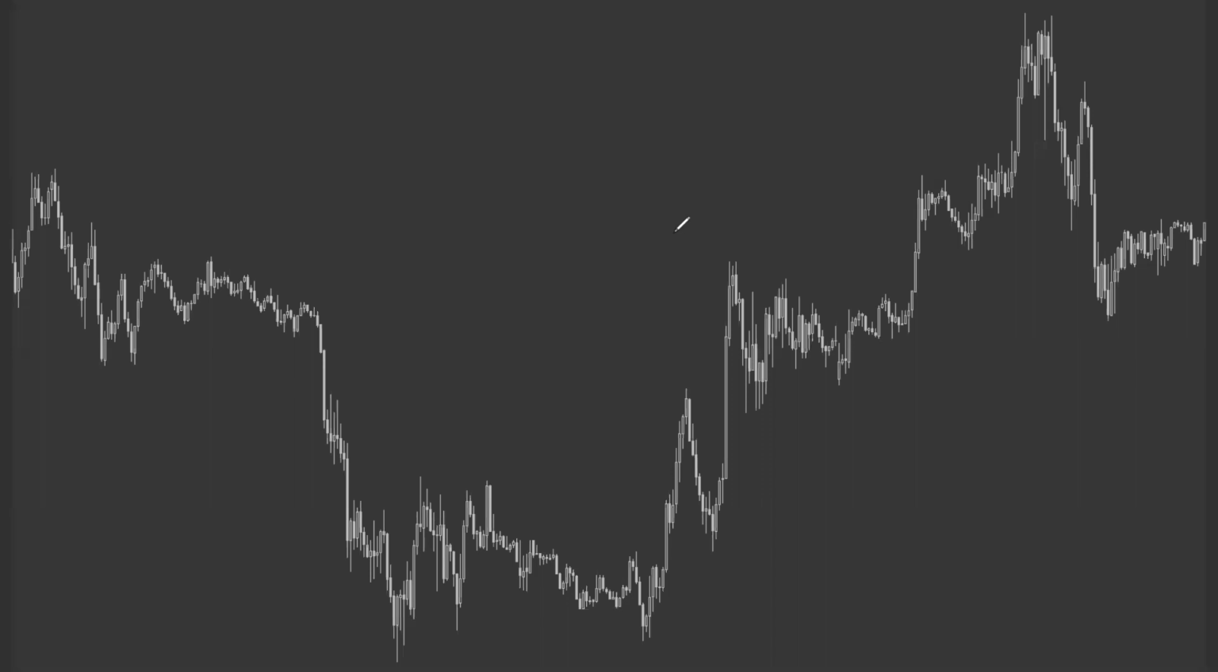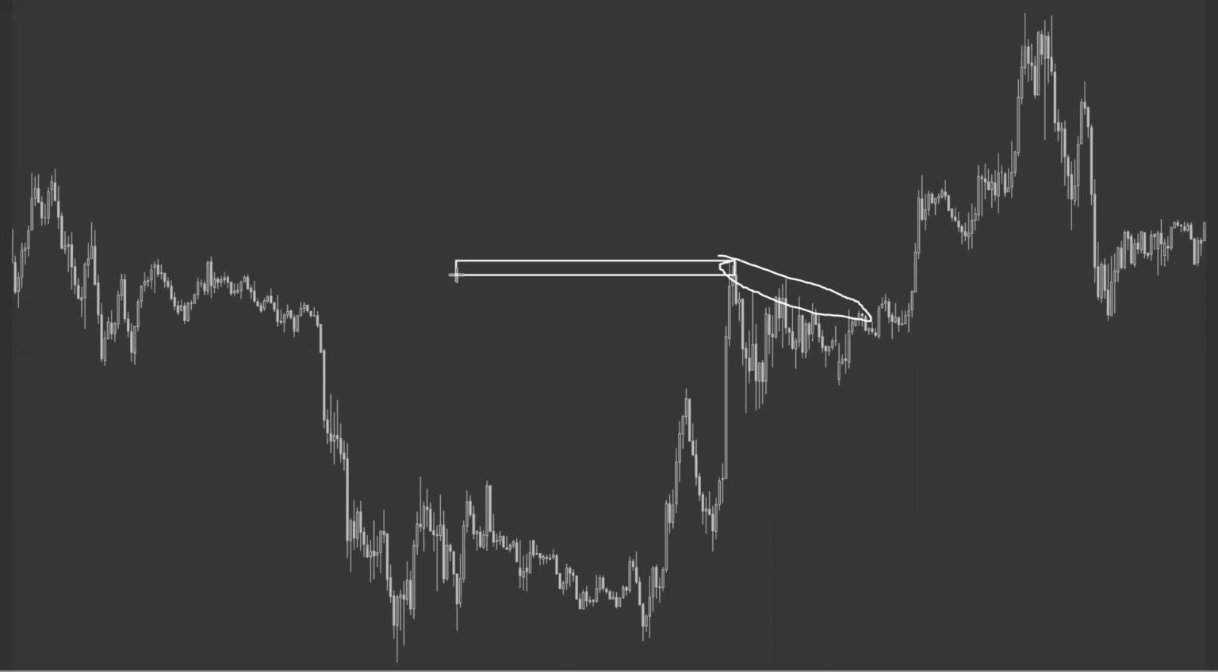So here's an example of a kind of symmetrical triangle on cable, and you can see that the area above price here is totally compressed. Okay, that's all totally compressed, and even off to the left here, that high is a test of that. That's a test of that. Okay, so the next fresh liquidity is all the way up in here.